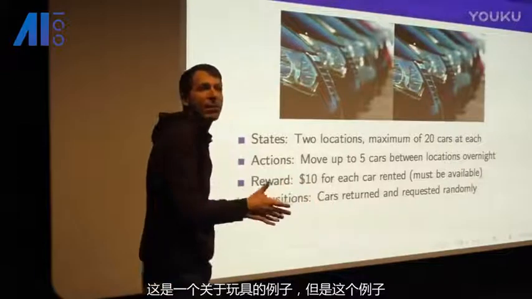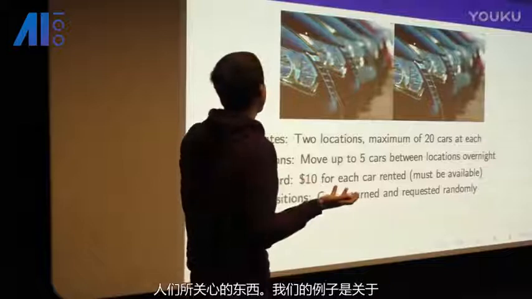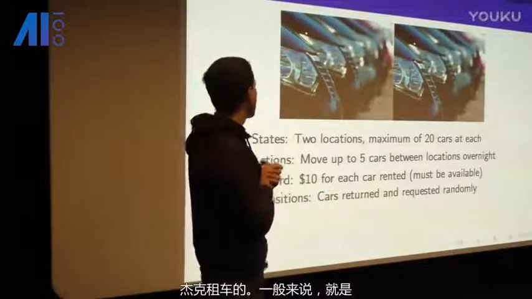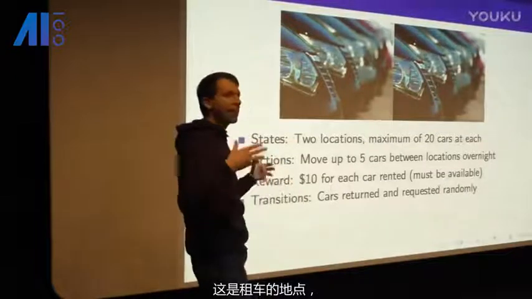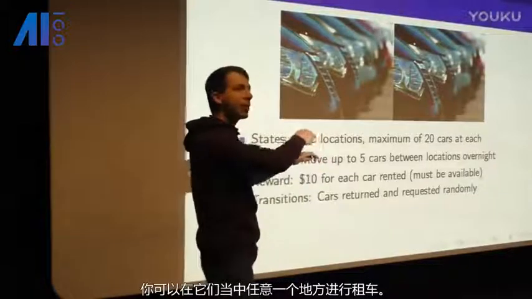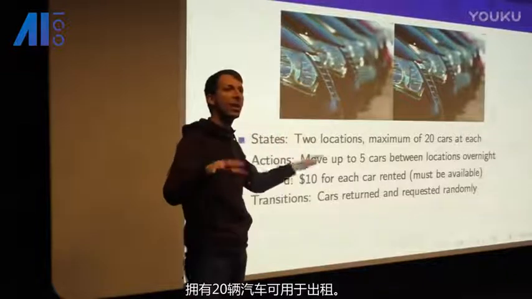So this is a toy example, but it's indicative of something that people might care about in the real world. It's a problem from Sutton and Barto called Jack's Car Rental. Basically, there's this car rental place. It's got two different locations, and cars are rented from each of these two locations. There's a maximum of 20 cars in each location.